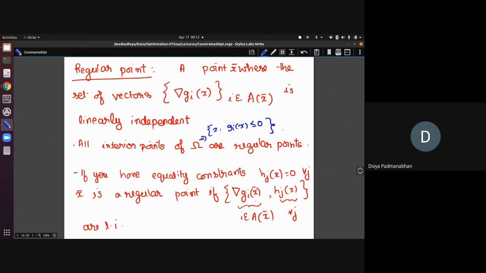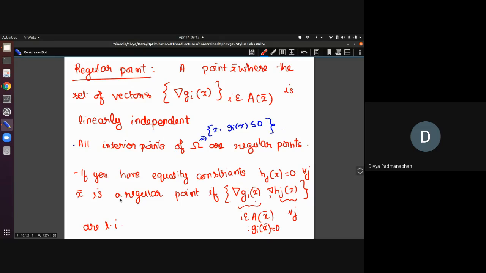And additionally, you will also include all the edges. Okay, so now if you have these equality constraints, you say that x bar is a regular point if the gradient of g_i and also the gradient of h_j, so the gradient of g_i for all these points such that g_i(x bar) equals 0, that is the set. And for all the equality constraints, if you take the gradient, if this whole set of vectors is linearly independent, then you say that x bar is a regular point.